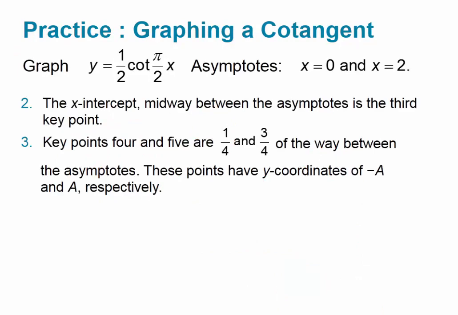Okay, we got asymptotes at 0 and 2 as discussed. Now, let's go ahead with steps 2 and 3. Find the midway point for our x-intercept, and then find the 1/4 and 3/4 places for my values of a and negative a to go on my graph, where the thing really starts to take off in either a positive or negative direction. All right, go ahead and pause your video player now, and let's finish this graph.